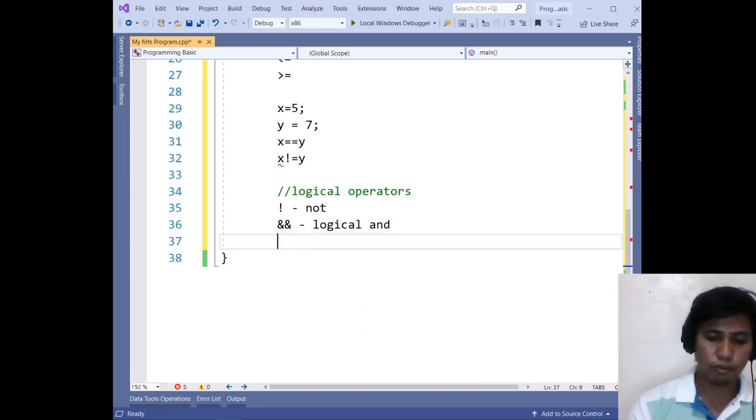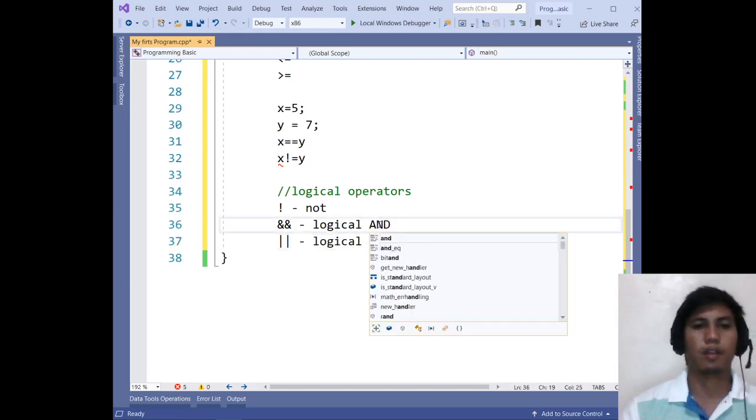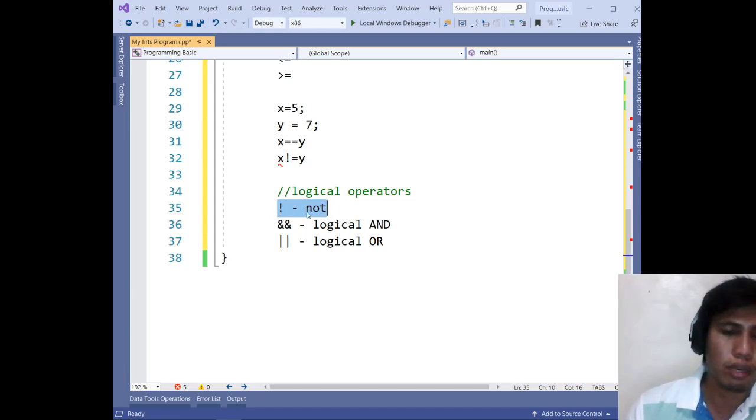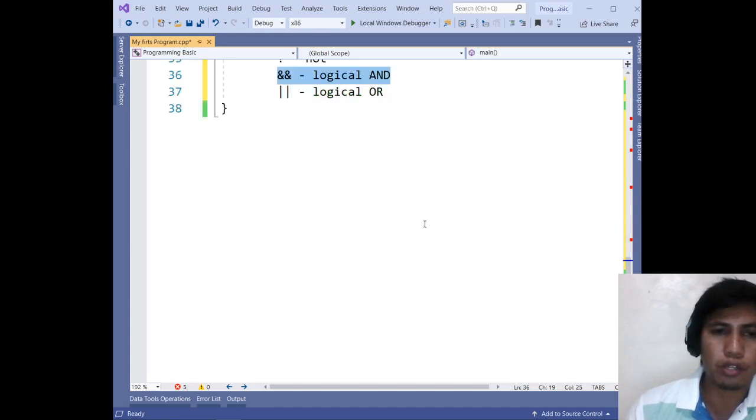Then we have this one. So we have logical or. So this is logical and. Okay. So for not, it's just negation. So when we say not, if the current value is 1, or if the current value is true, if you negate it, it will become false. While logical and compares two or more expressions.